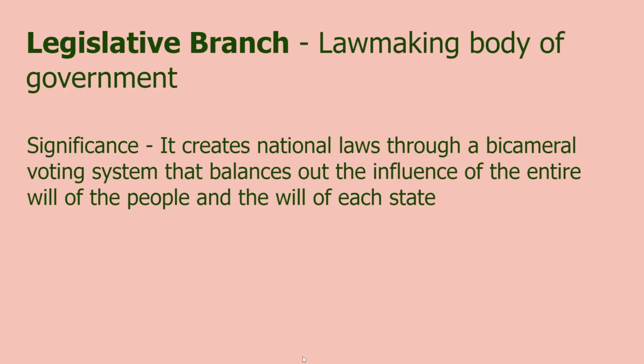Legislative branch, lawmaking body of government. It creates national laws through a bicameral voting system that balances out the influence of the entire will of the people and the will of each state. The legislative branch is Congress. It's the House and the Senate. It's the place that laws are proposed and where laws are passed.